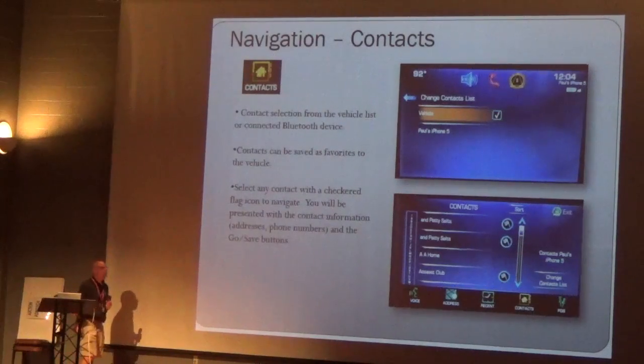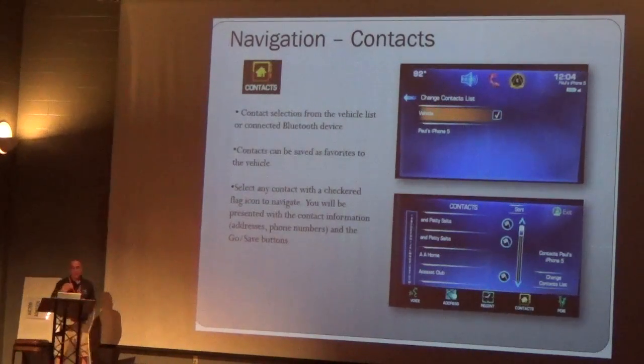Navigation to contacts. Contact selection from the vehicle list or connected Bluetooth device. Again, remember we have 2 contact lists at our disposal. You can change the contact list between them at any time while you're interacting with the system. If you have one saved as a vehicle contact and it's on your phone, you can get to it by just changing it and you'll see it.